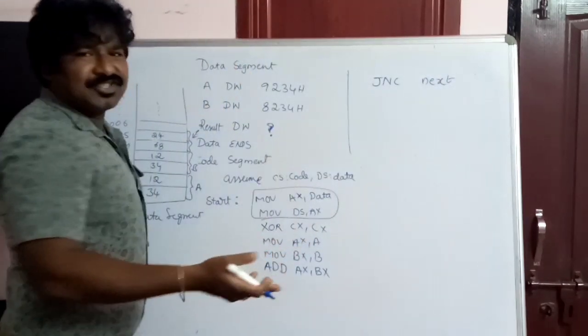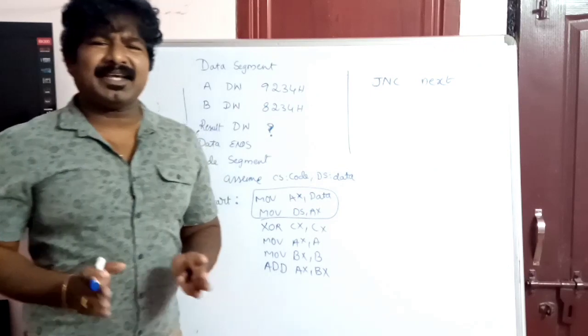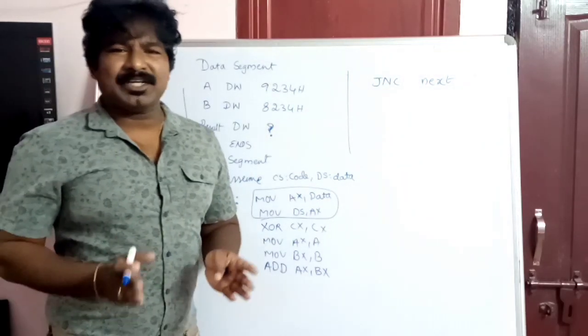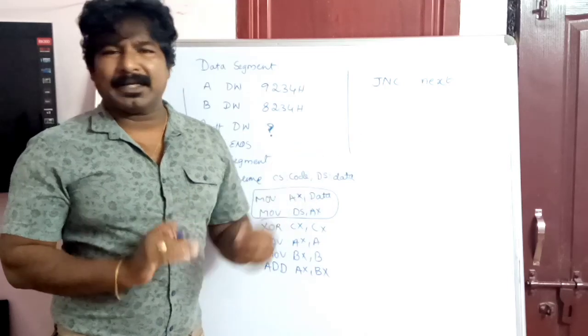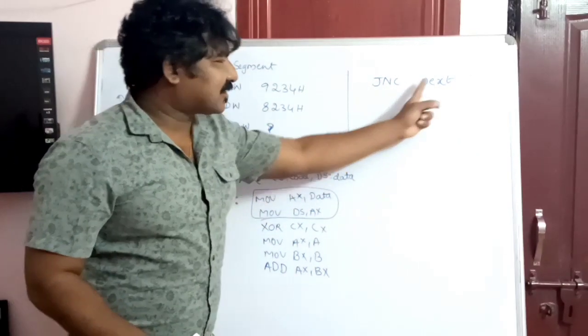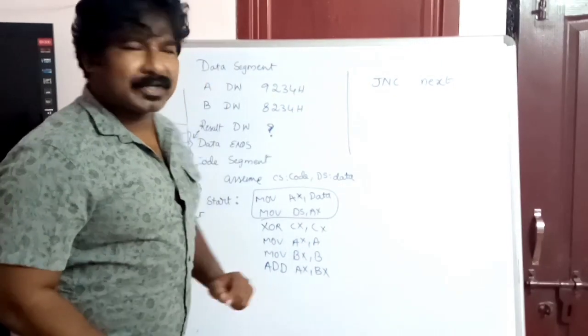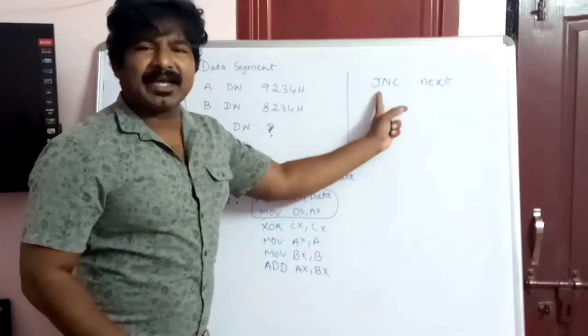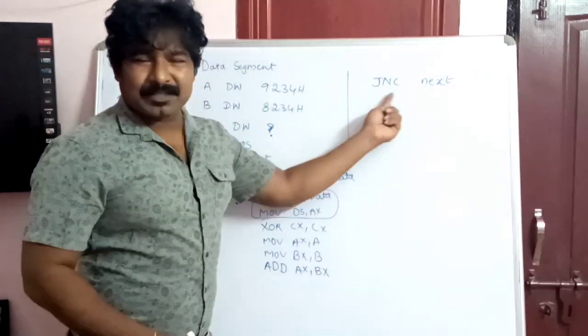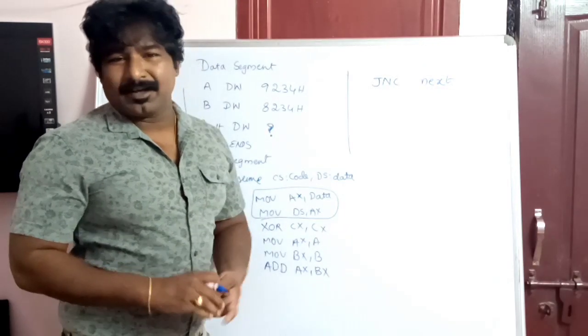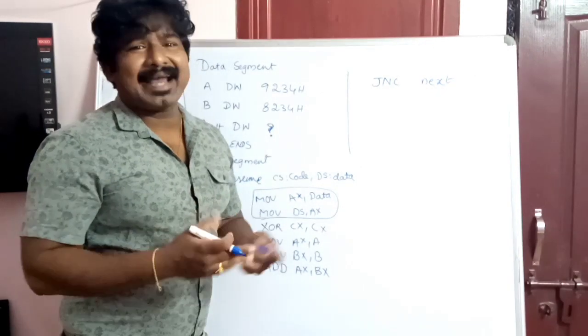How do you write this JNC? JNC, or any conditional jump instruction, should be written as the instruction followed by some label. So here JNC is the instruction, and next is the label. This means if there is no carry, I'll go to the label called next. What happens if this condition is false? That means the carry occurs.